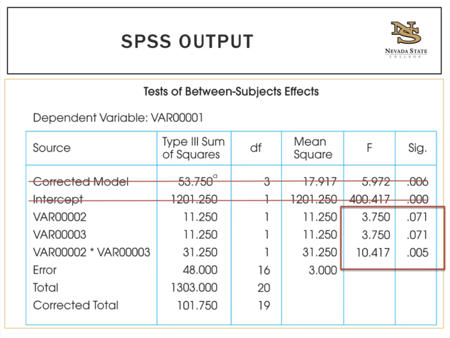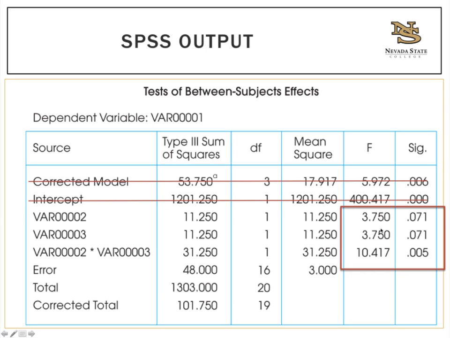So really what you're looking at is in this box. When we look at the effect of variable 0002, which we would say is exercise, we have an F ratio of 3.75, but its significance is only 0.071. So it's close, but not close enough. So in that case, we would fail to reject the null hypothesis that exercise had an effect on sleep quality. We see the exact same thing for variable 0003, which would be meditation.